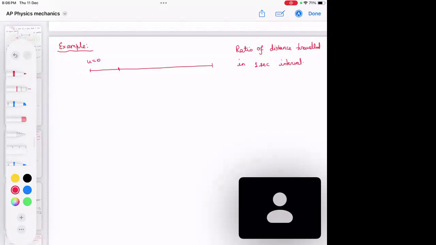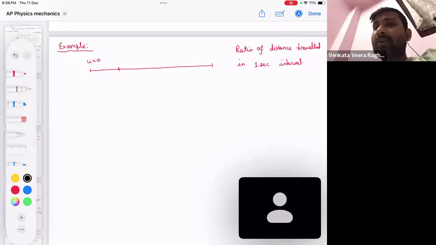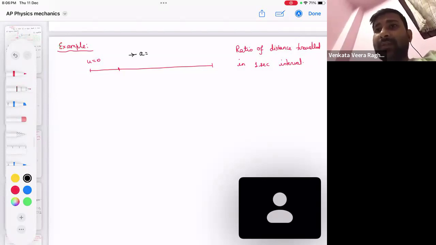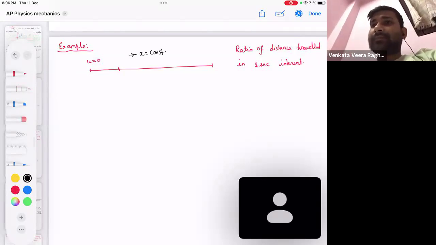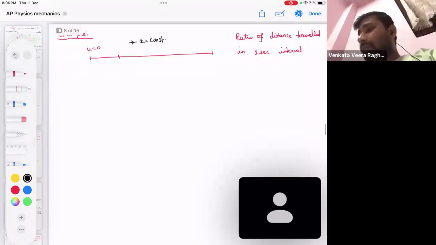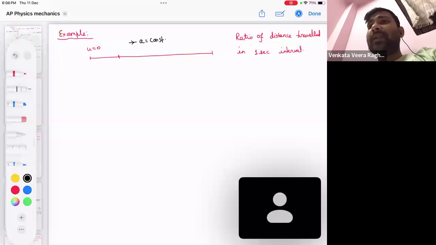There isn't any acceleration? Yeah, acceleration is there. Acceleration is something constant given to us. It is always moving with the same constant acceleration. So I want the ratio, na? When we calculate the ratio, it will get cancelled out.